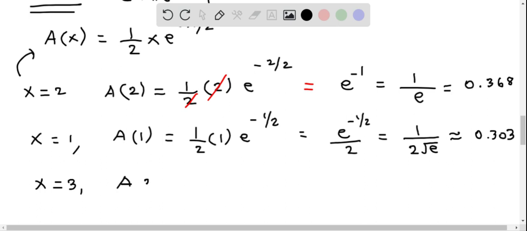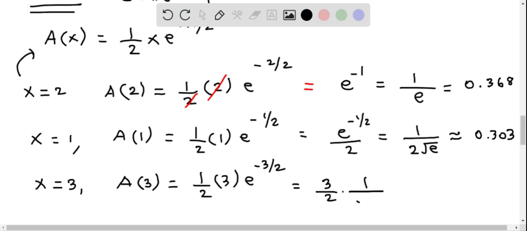Let's plug in the other endpoint, that is x equal to 3. So the area function becomes A of 3 equal to 1 by 2 times x equal to 3 e power minus 3 by 2, and this is equal to 3 by 2 times 1 by e power positive 3 by 2. So this could be simplified as 3 by 2 times e power 3 by 2, which is basically e times root e. Okay, then we can simplify this and we get the value as 0.335.